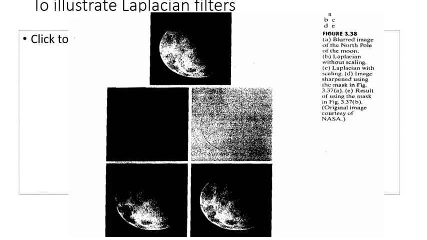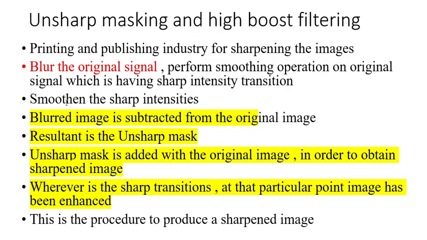So this is how we illustrate the Laplacian filter. First one is the blurred image of the north pole of the moon, image B represents the Laplacian without scaling, image C represents the Laplacian with scaling, and the final image represents the result of using the mask values from the original. Next, we will be discussing unsharp masking and high boost filtering.